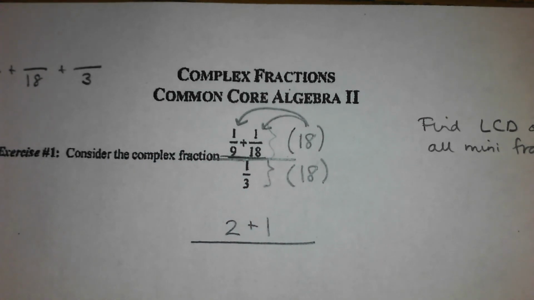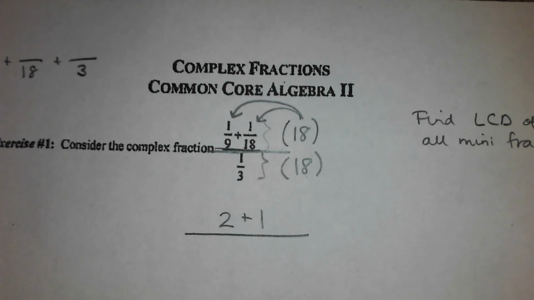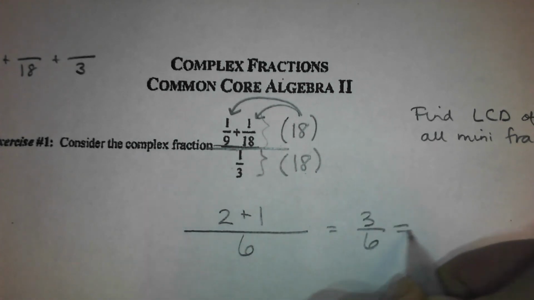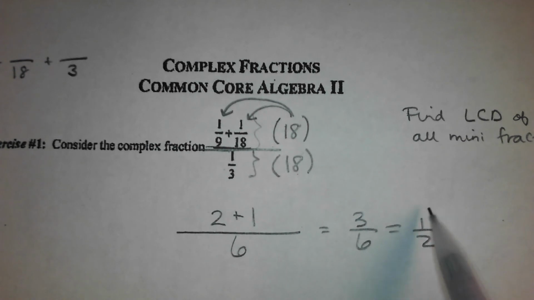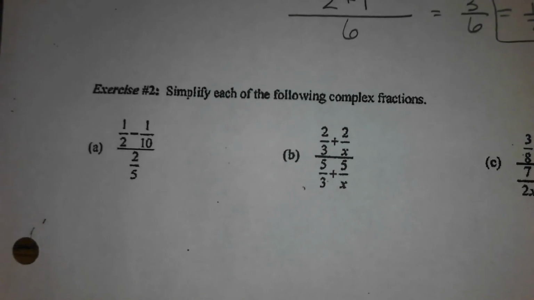Does that make sense? 18 times 1/3 is 18 thirds. 18 thirds is 6. There we are. 3/6, 1/2, no longer complex. Okay? Exercise 2, part A is another numerical one.